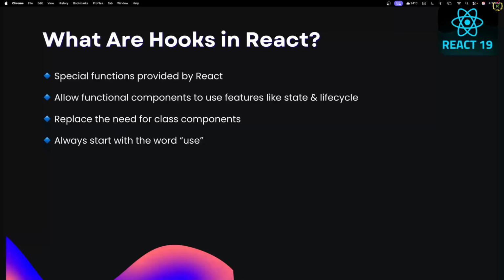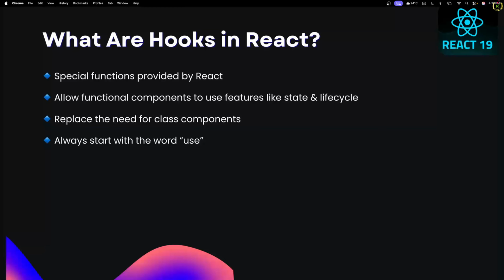So you can say a hook is simply a special, inbuilt function provided by React that lets your functional component use important features such as state management, side effects, referencing DOM elements, managing performance, and context or state sharing. And the most important thing to remember is that hooks allow functional components to have power that only class components used to have.